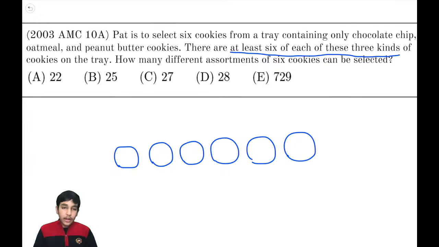kinds of cookies. So that means because there are at least 6 of each, we won't have to worry about running out of cookies. Because if there were, let's say, only 5 peanut butter cookies, then we cannot have all 6 peanut butter cookies. But we're given here at least 6 of each kind of cookie, meaning that we can have any combination. We can have all 6 peanut butter cookies if we wanted, all 6 chocolate chip if we wanted, or all 6 oatmeal if we wanted. We have enough supply.